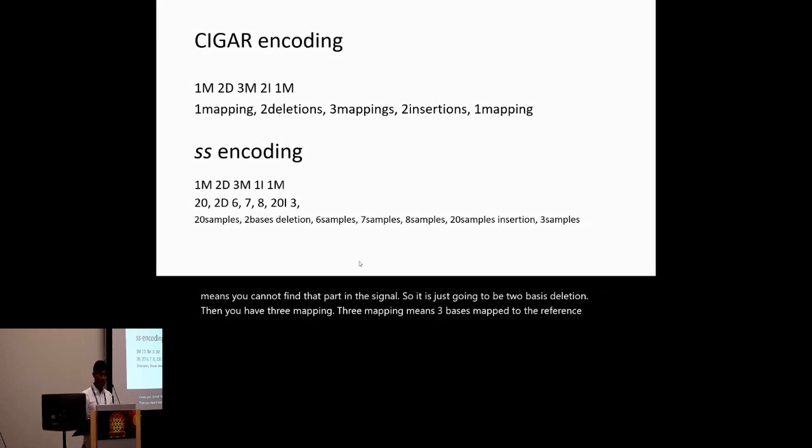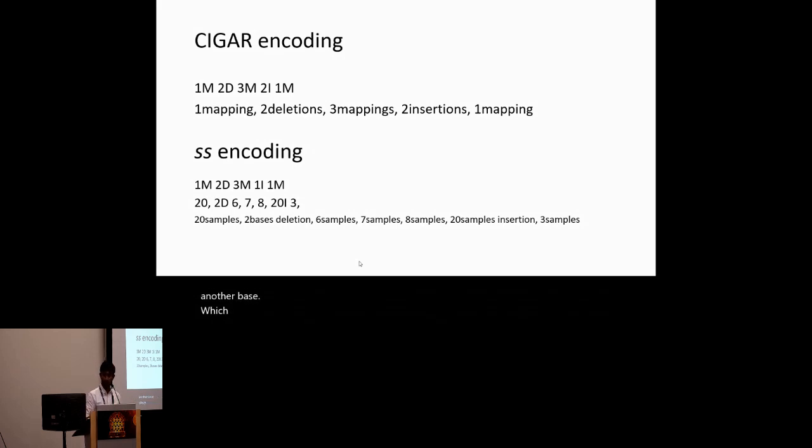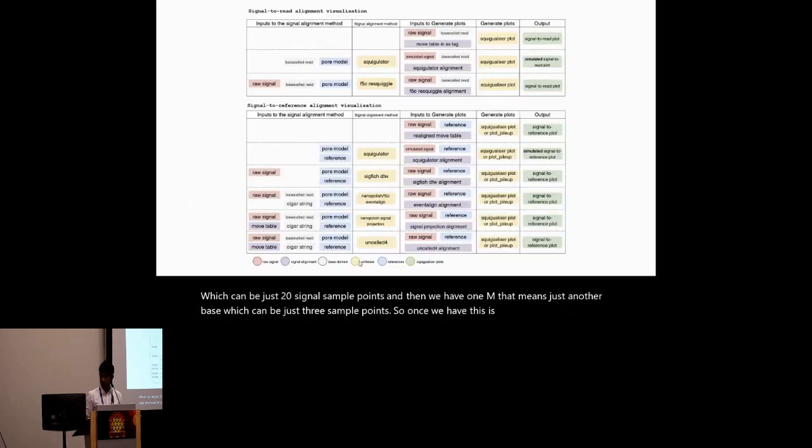In the signal alignment scenario, you have to have a single base resolution. That means it can be the first base having six sample points, followed by 7 sample points for the second base and 8 sample points for the third base. The one insertion means there's an insertion to the reference. That means, again, just another base, which can be just 20 signal sample points. And then we have 1M, that means just another base, which can be just 3 sample points. So once we have this SS encoding, we were on our way to create a signal aligner visualizer.